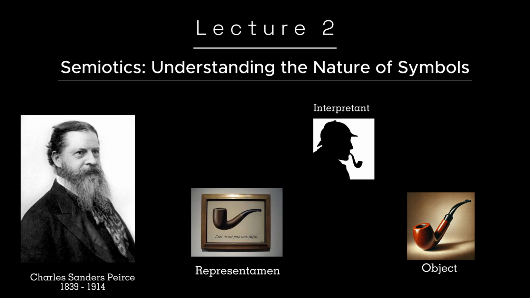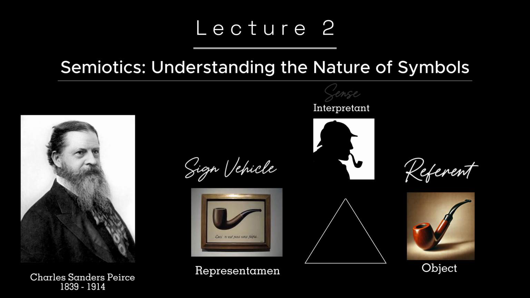Peirce defines the interpretant as the idea to which a sign gives rise in an actual or potential mind, or as a mediating representation. His model of a sign aligns with the contemporary semiotic model, in which the real object is referred to as the referent, the representamen as the sign vehicle, and the interpretant as sense. In the upper corner of this semiotic triangle, we thus find sense, or meaning.